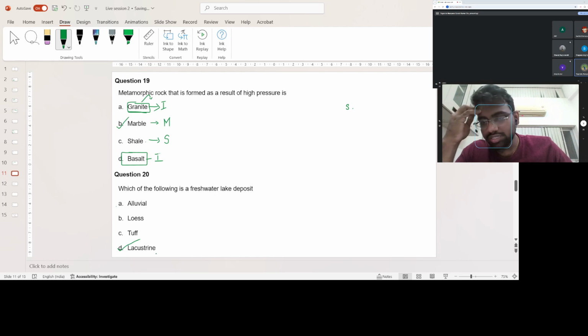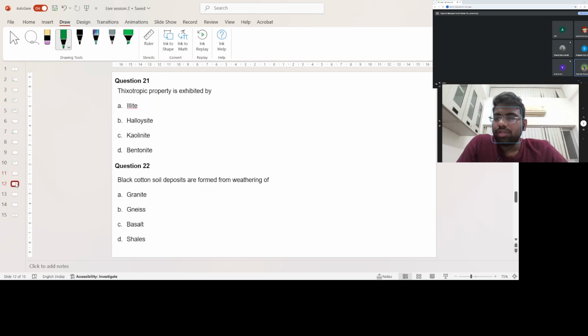As the name itself suggests, lac is derived from lake, so it is lacustrine. Loess is wind blown. Alluvial is water, but it is river moving transport water.